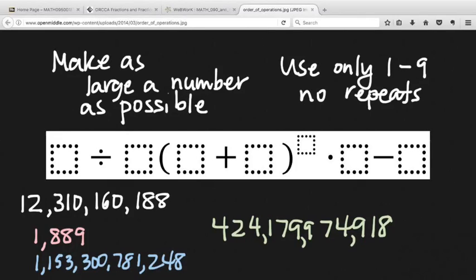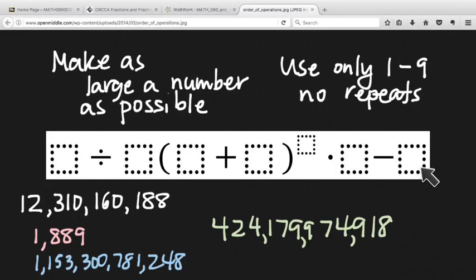The interesting takeaway from this exercise is that there are so many different magnitudes of numbers that we can make by putting numbers into these blanks and then cranking through the order of operations. And of the four groups, the group in the back corner has the largest proposal here. This is 1,153,353,300,781,248. So now I have to ask your team, how did you get that?